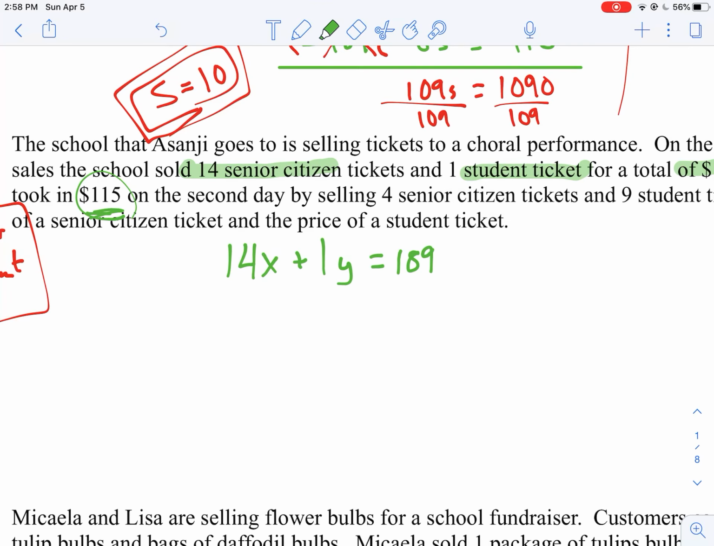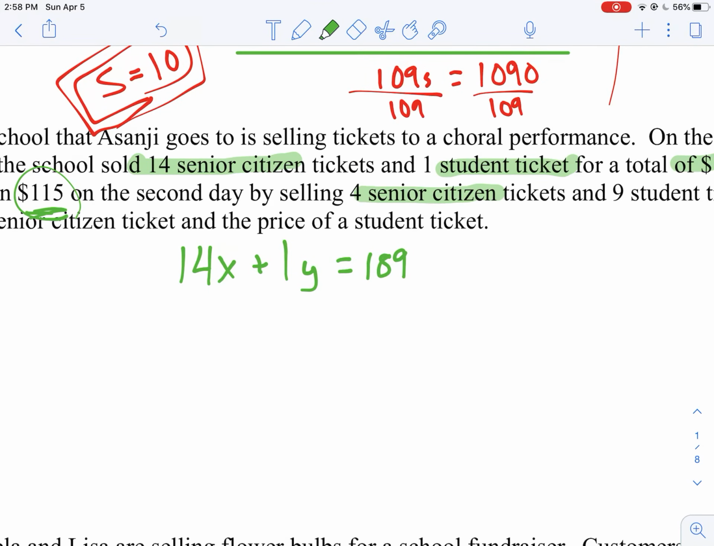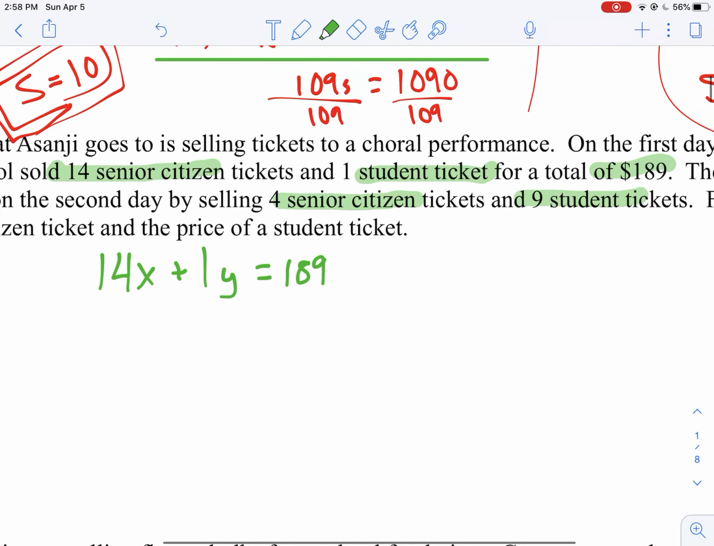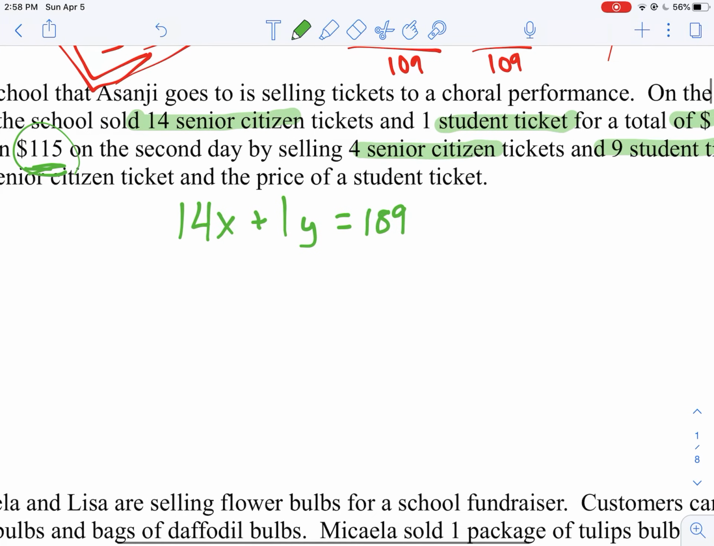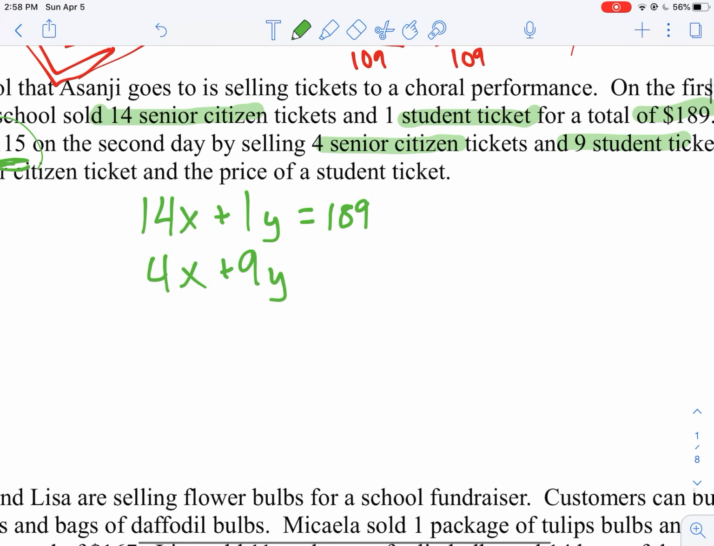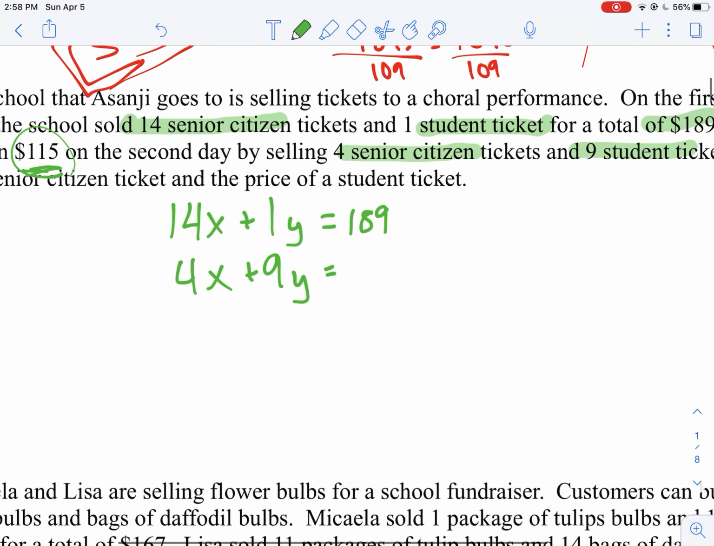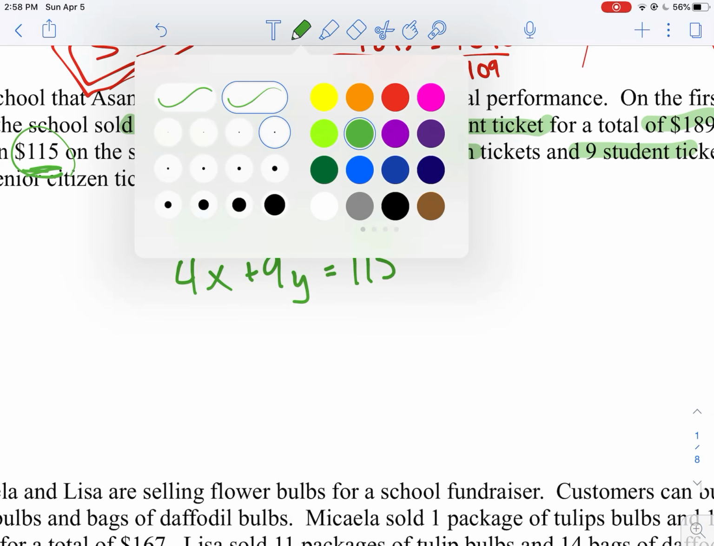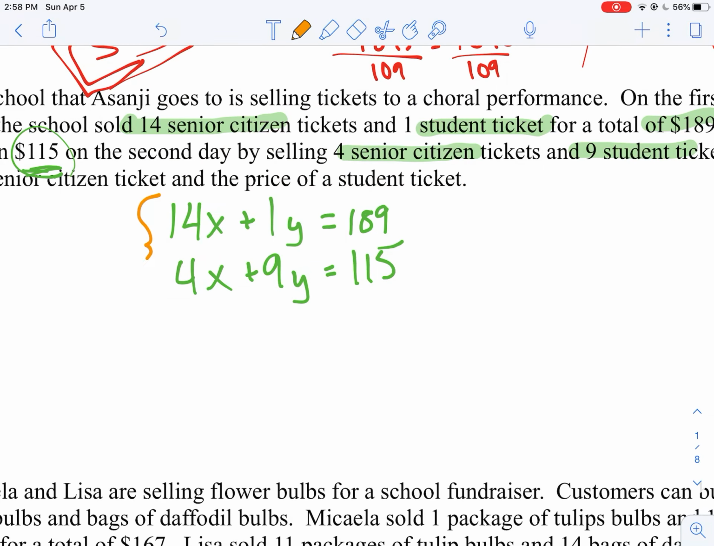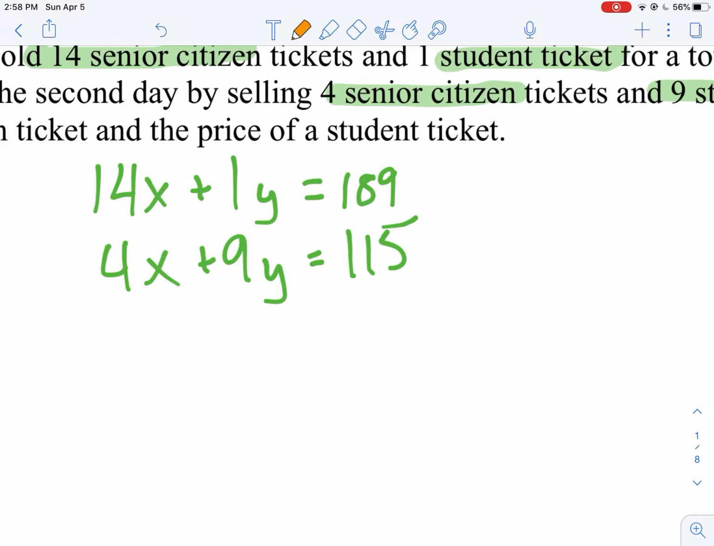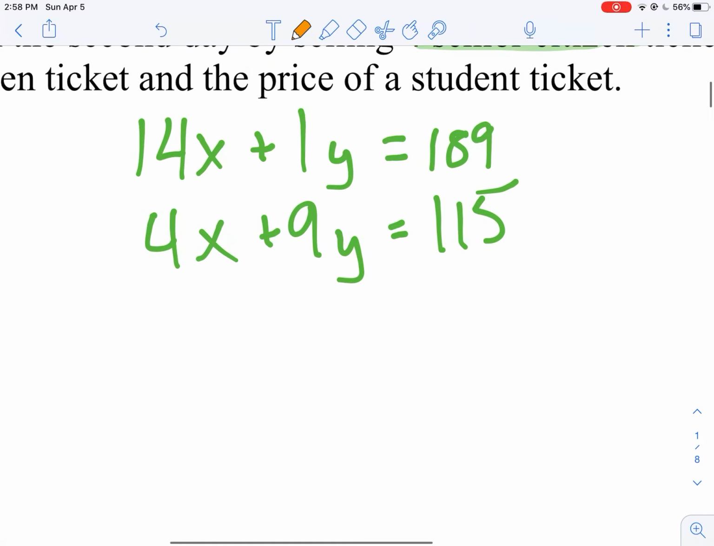But they sold 4 senior citizen tickets and 9 student tickets. So we have 4 senior citizen tickets and 9 student tickets. And now we go back to that total they gave us in the beginning. You just match them up, right? The senior citizen goes together, the student goes together, and the totals go together. They're all going to be set up the same way like this. All positive, right? We have our totals at the end, and we have our variables in front.